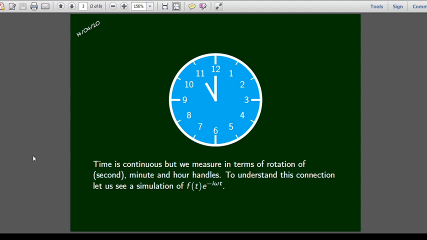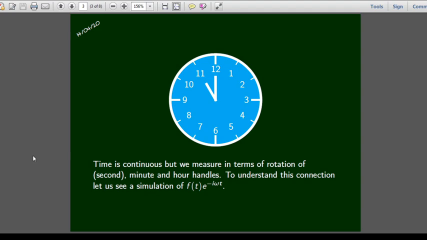Now look into this analog clock and just observe the statement below this. Time is continuous, but we measure it in terms of rotation of second, minute and hour hands. Whatever be the time, we measure it using a clock. Sometimes it may be digital, sometimes it may be an analog clock. In this session I am considering an analog clock to compare the Fourier transform with the idea of an analog clock.